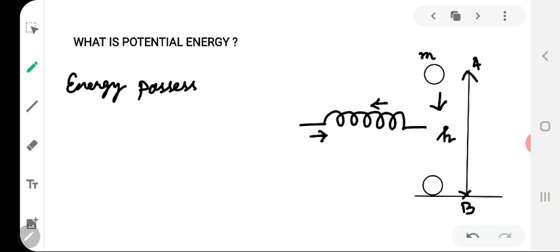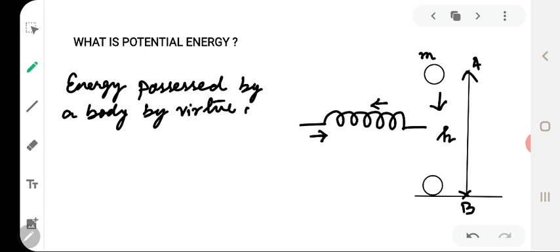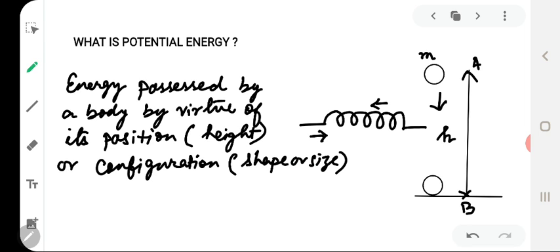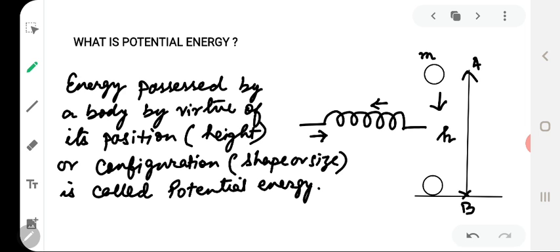Energy possessed by a body by virtue of its position, which could be height, or configuration, which could be shape or size, is called potential energy. Energy possessed by a body by virtue of its position, which could be height above the ground, or configuration, which could be shape or size, is called potential energy.